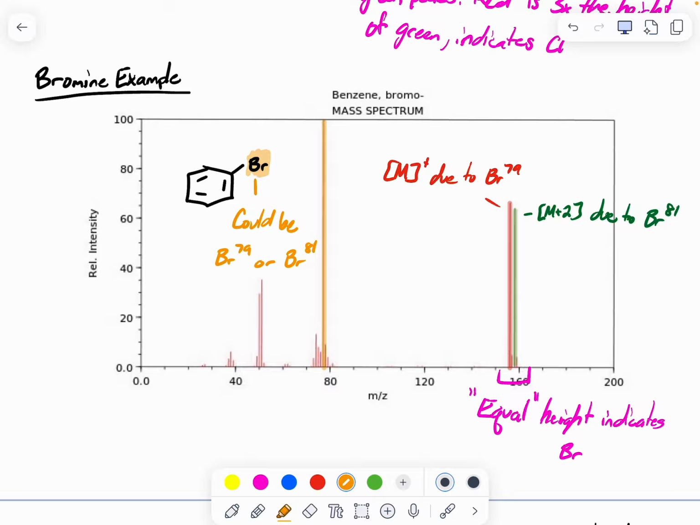Are there any questions about halogens and determining their molecular ion peaks? Cool.